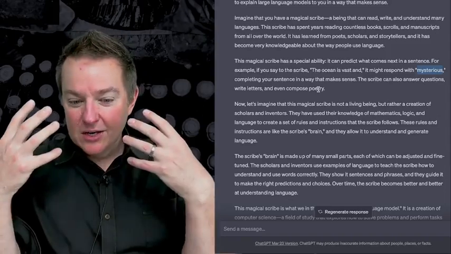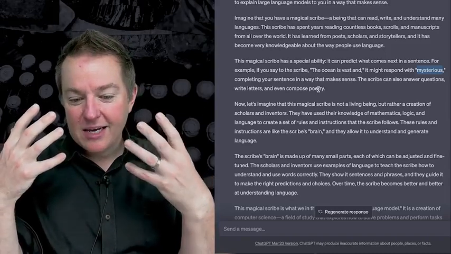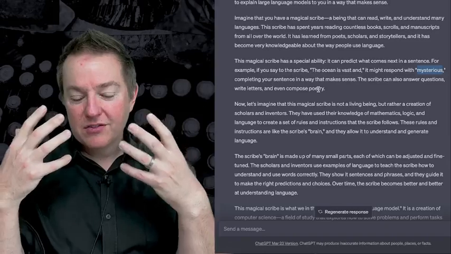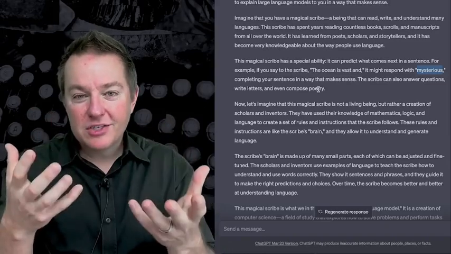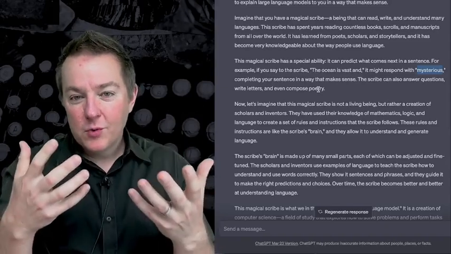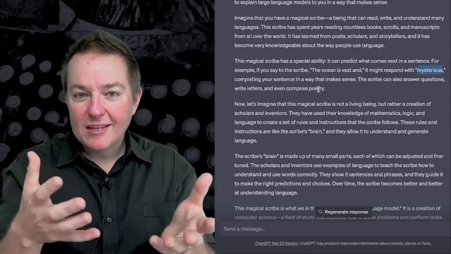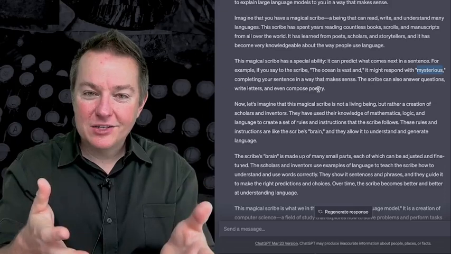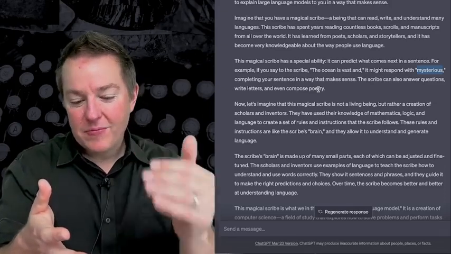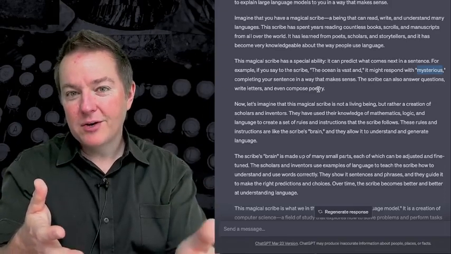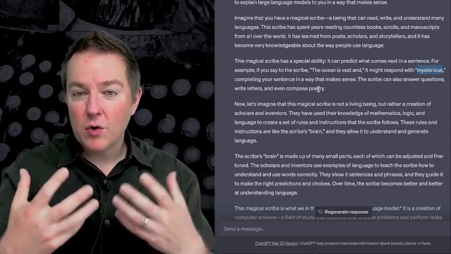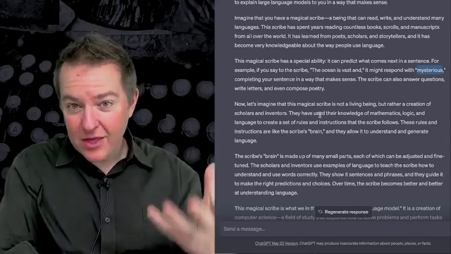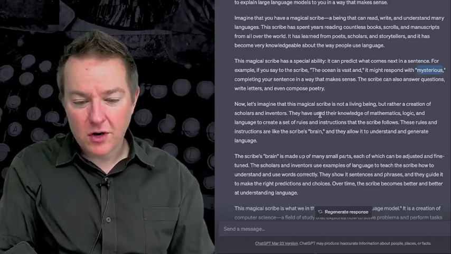So it's explaining the scribe so that Christopher Columbus will be able to look at the text and understand that, okay, I have this large language model, and now I've got this magical scribe. It kind of makes sense what that means and how that would possibly work.